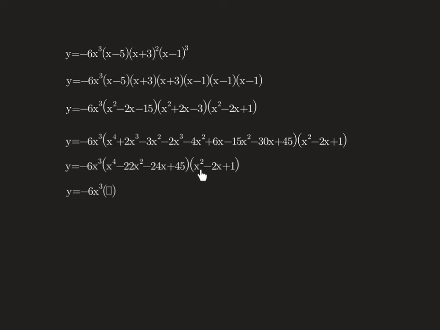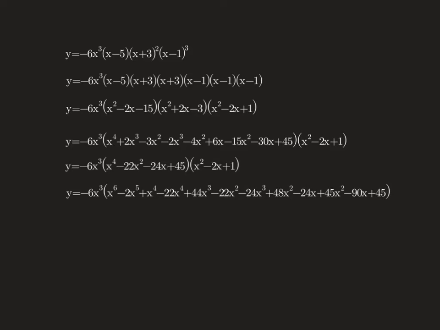x to the 4 times x squared is x to the 6. x to the 4 times negative 2x is minus 2x to the 5. Then you got plus x to the 4, minus 22x to the 4, plus 44x to the 3, minus 22x squared. Then you got minus 24x cubed, plus 48x squared, minus 24x, plus 45x squared, minus 90x, plus 45.